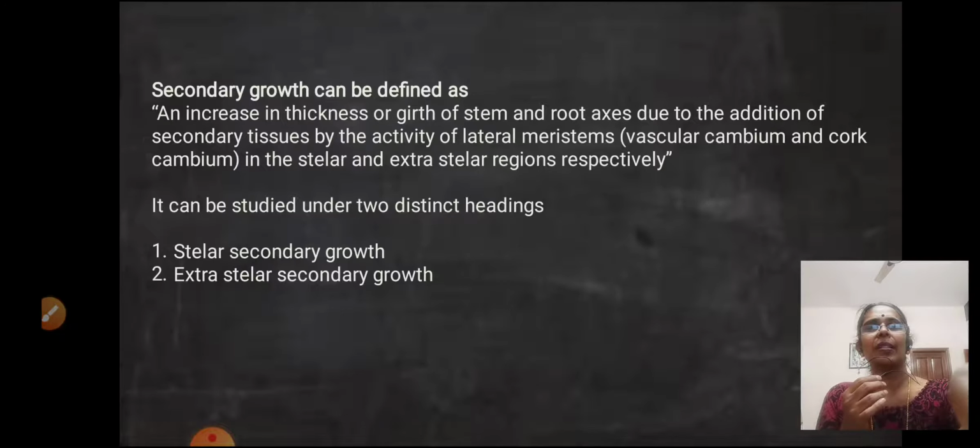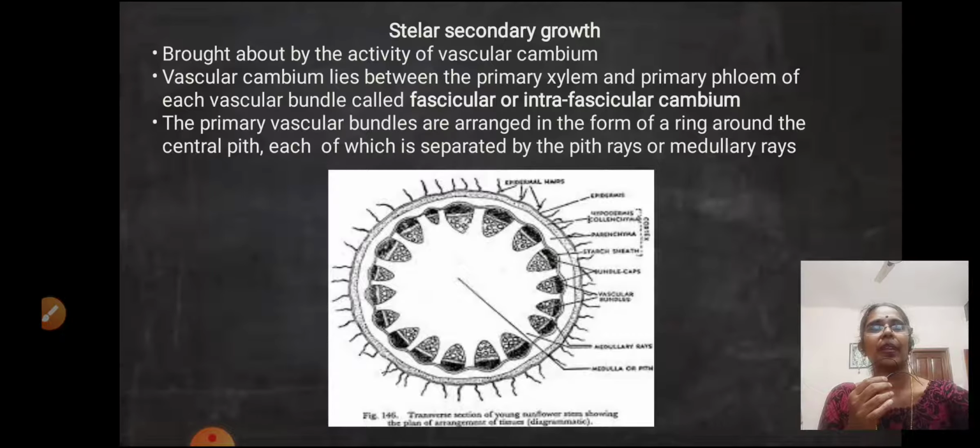So this can be studied under two headings. One is stellar secondary growth and the other one is extrastellar secondary growth. First let us study the stellar secondary growth. Stellar secondary growth is brought about by the Vascular Cambium. Vascular Cambium, as the name itself indicates, is present in the vascular bundle. It is present in between the primary xylem and primary phloem.